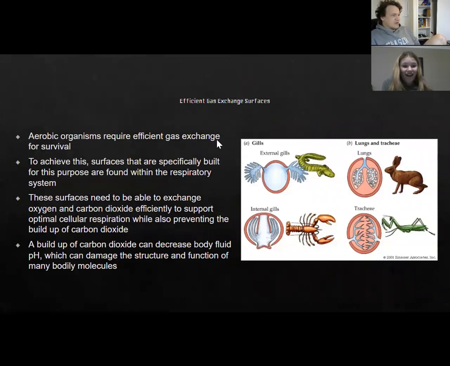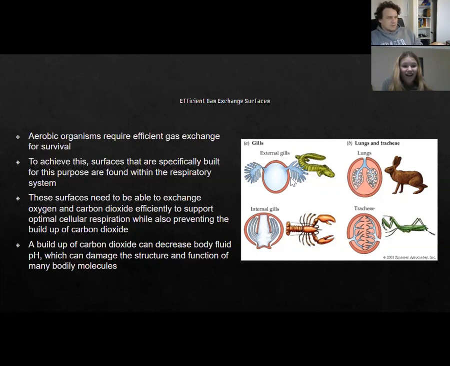So when you see the term aerobic, you know that it is oxygen dependent. So if we breathe in oxygen, then we are aerobic. If there's anaerobic organisms that don't require oxygen, like some bacteria, they use other things, sulfur as an example. We need oxygen.